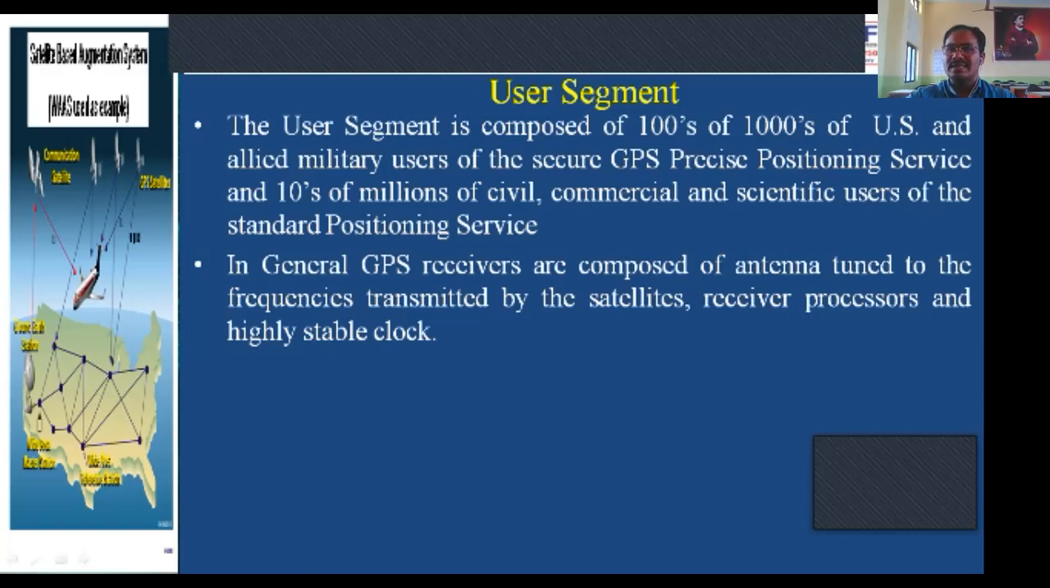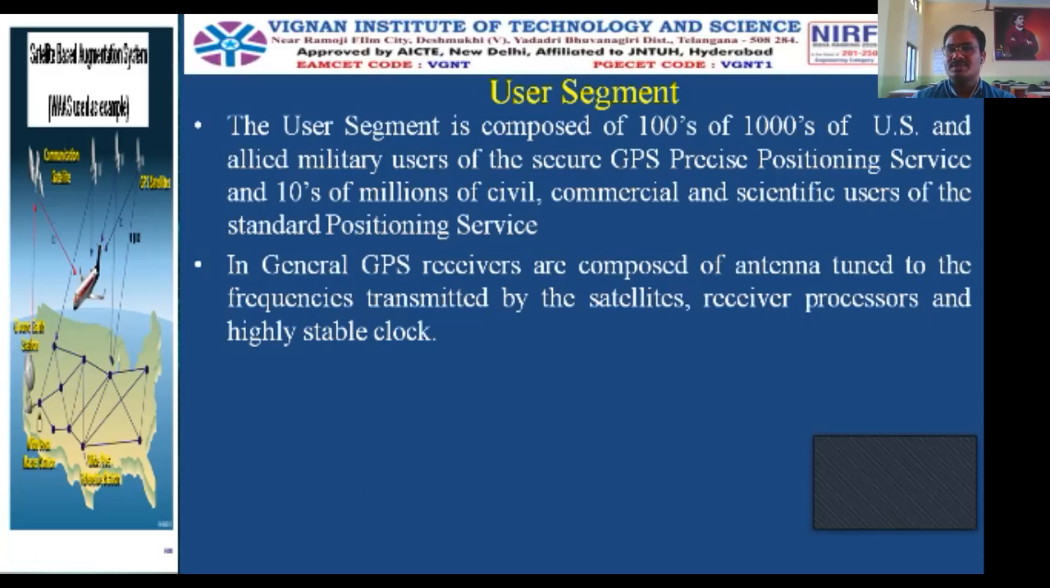So this will use the secure GPS precision positioning services, which will use the anti-spoofing technique, and they themselves sometimes have introduced the selective availability error. So these all we already learned. And this also later expanded its wings into civil and commercial purposes also. And that will be in some tens of millions.